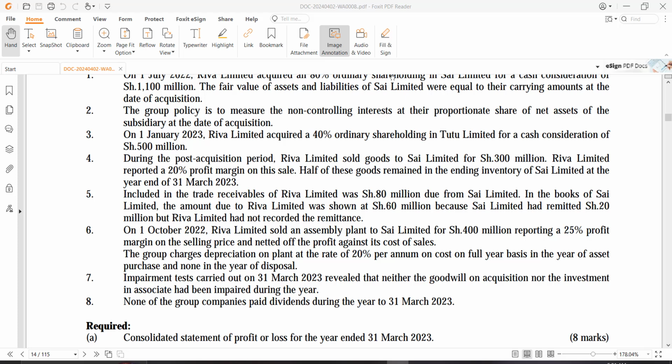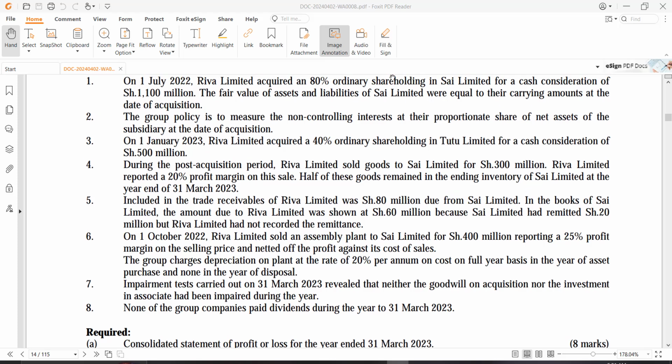We have additional information. Number one, on 1st July 2022, River Limited acquired 80% ordinary shareholding in SAI Limited for a cash consideration of 1,100 million. The fair value of assets and liabilities of SAI Limited were equal to their carrying amounts at the date of acquisition.